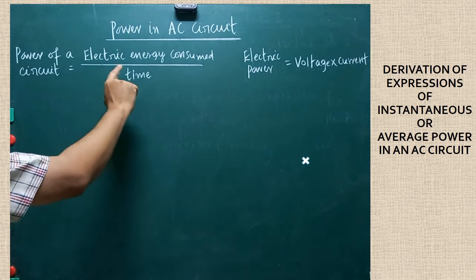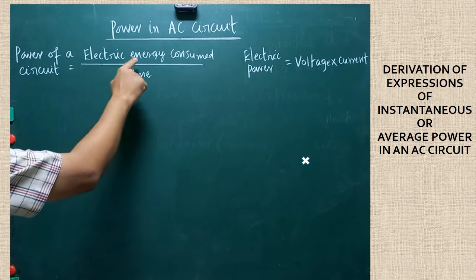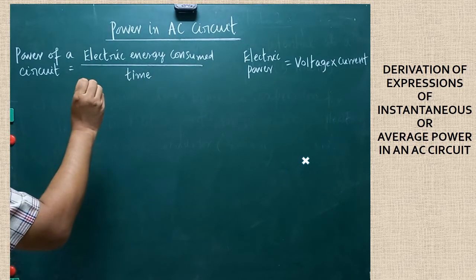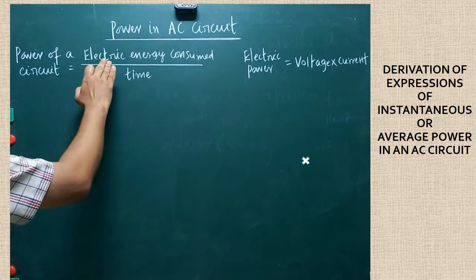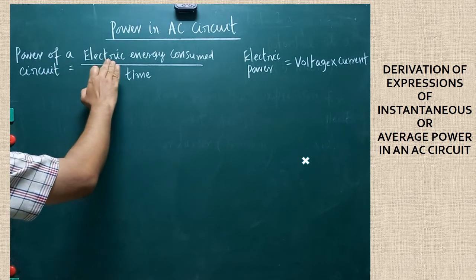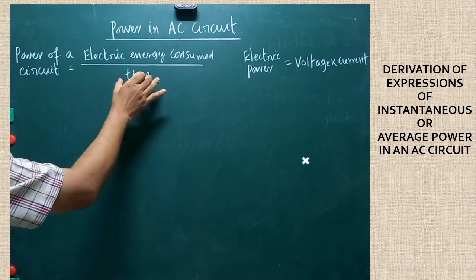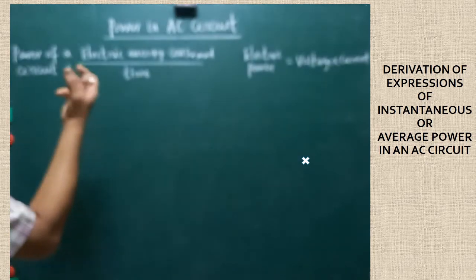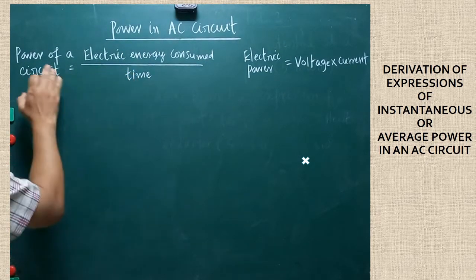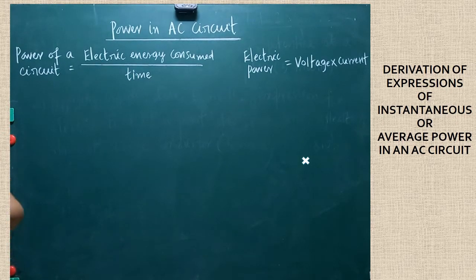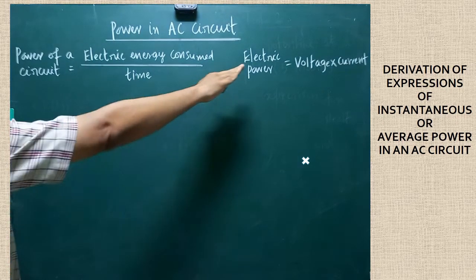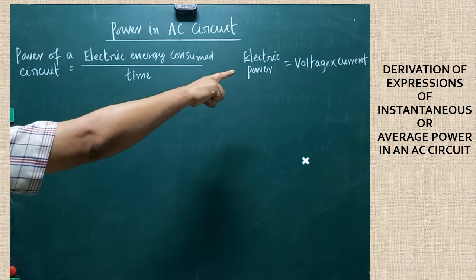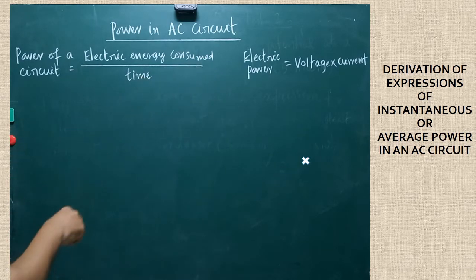Rate of electric energy consumed means how much amount of electric energy is consumed in a particular duration. Here the formula is: power of a circuit is equal to electric energy consumed divided by time. That calculation gives you the power consumed in the circuit. In general, to calculate the electric power, this is the general formula: the voltage and current, both of them to be multiplied, you will get the electric power.